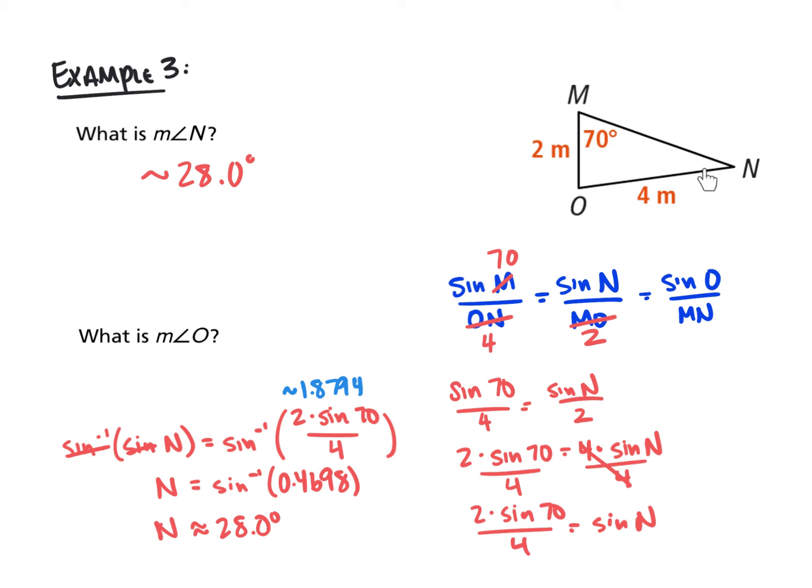Then I have to find angle O, but the good news is it's going to be pretty simple. Since I already know what that angle is and now I know what that angle is, I can just find angle O by saying that the measure of angle O plus 70 plus 28.0 should equal 180. So that the measure of angle O is equal to 180 minus 98. The 98 is just these two combined together, which is going to be about 82 degrees. So angle O here is about 82 degrees.